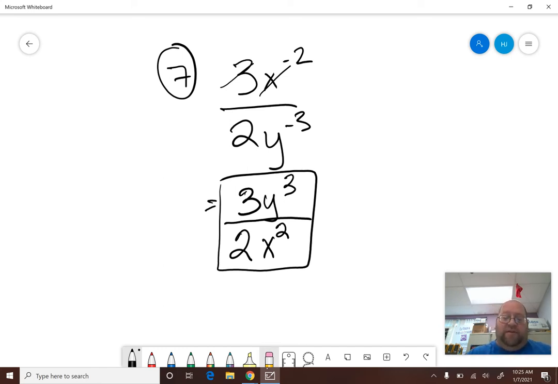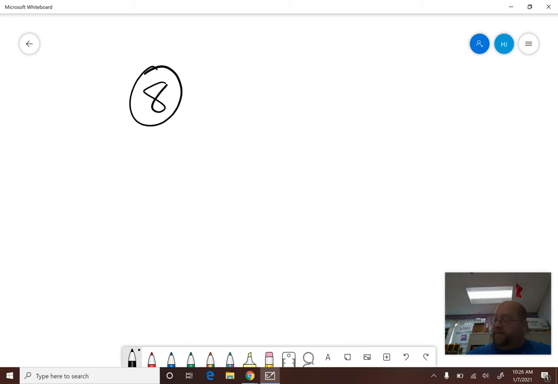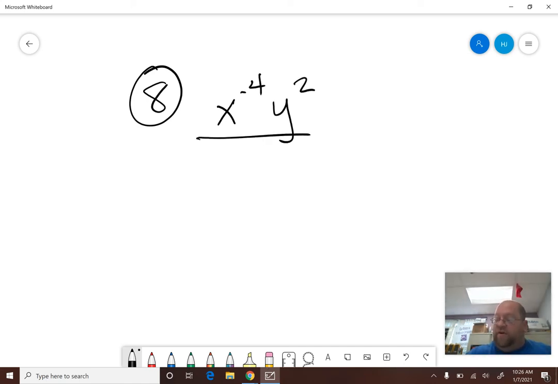Last problem, and you're saying to yourself, thank goodness. Well, again, I'm trying to just help you make sure that you've got all the tools you need to be able to do what you need to do on this practice. So here we go. We have x to the negative 4. We have y squared over 2 to the negative 3. So again, let's just take it one piece at a time. Remember that there is multiplication between everything, and then let's think about what needs to stay and what needs to go.